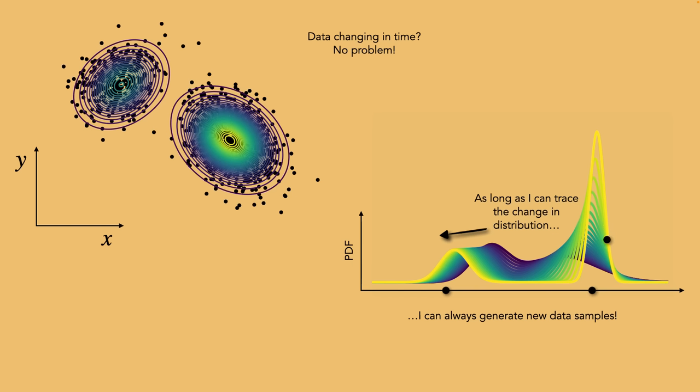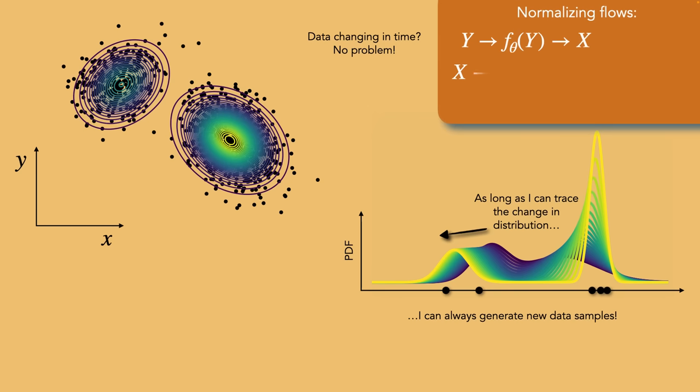As long as you can trace the change in distribution, you can always generate new data samples. In fact, the capacity for data sampling coming from knowing the distribution is really powerful. And normalizing flows really take that generative potential to the next level. For a random variable y with a complex distribution, we can learn a function f theta that maps it to a variable with a very simple distribution, like a spherical Gaussian.